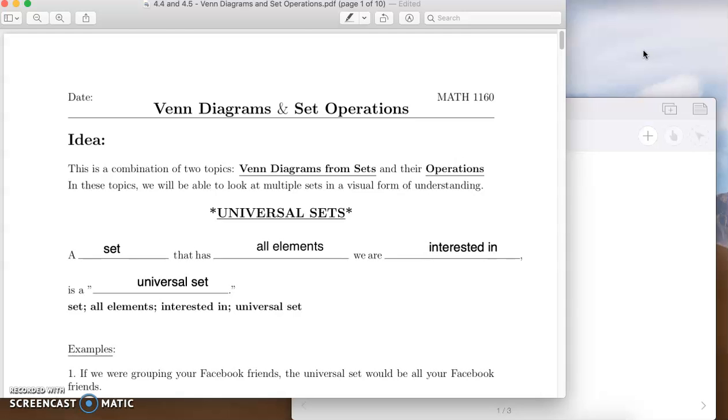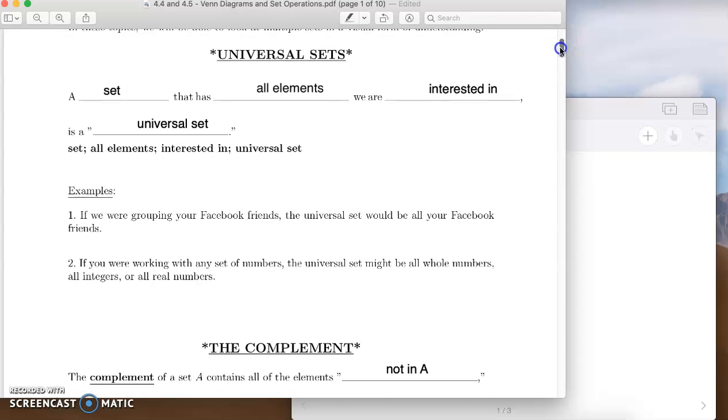The homework assignments for these sections are separated. So you're going to have a homework 4 and a homework 5, but the lesson here is combined. So the idea, this is a combination of two topics, Venn diagrams for sets and their operations. In these topics, we will be able to look at multiple sets in a visual form of understanding, which is kind of what I just said.